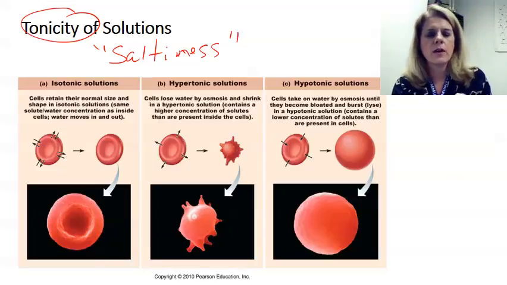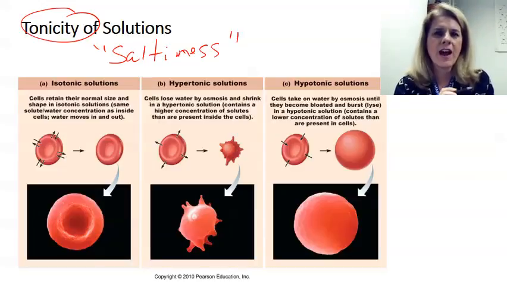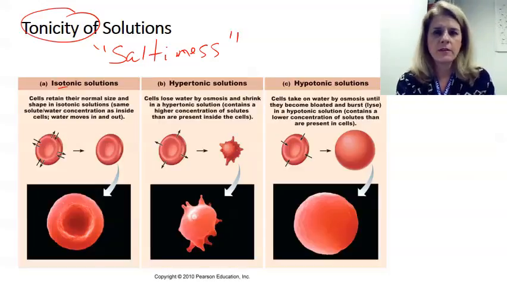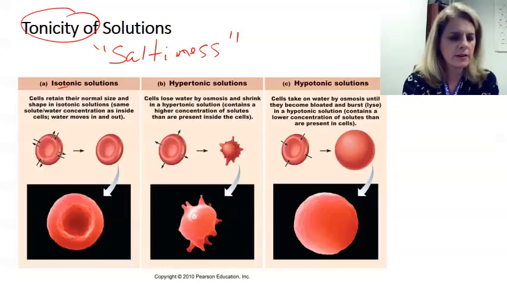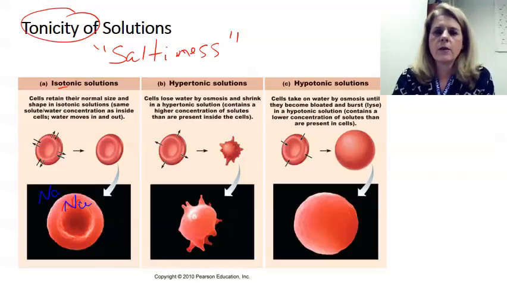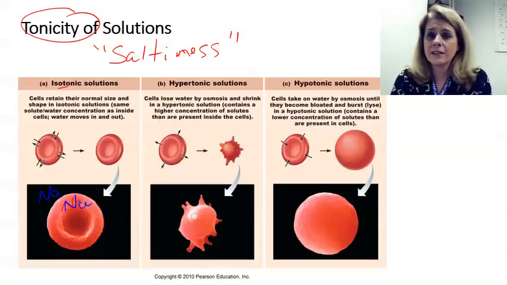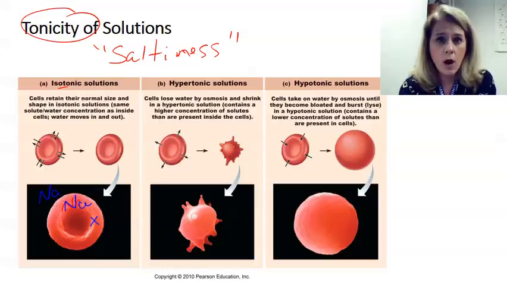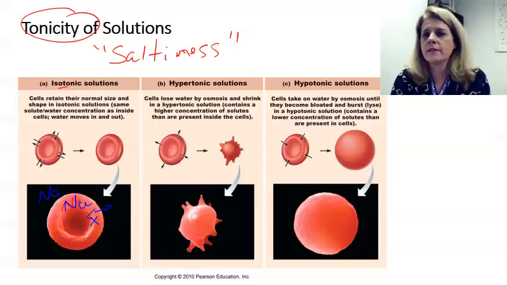Okay, so if you have an isotonic solution, iso means the same. That means the saltiness inside the cell equals the saltiness outside the cell. So if that cell membrane is selectively permeable and blocks sodium, sodium can't move, but water can, water will just move back and forth and stay in equilibrium, and the cell won't do anything.